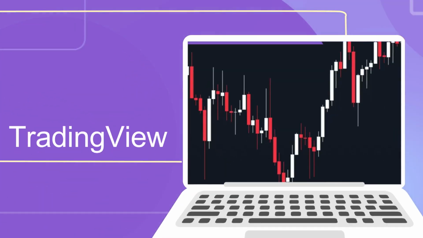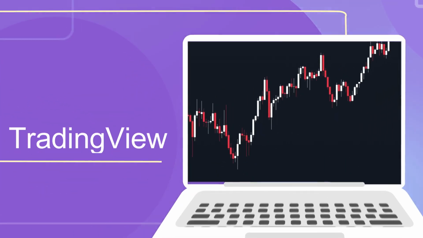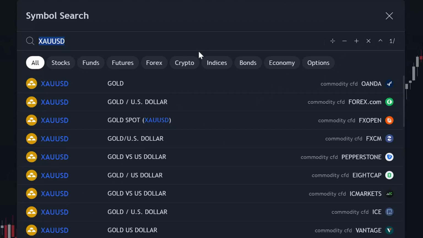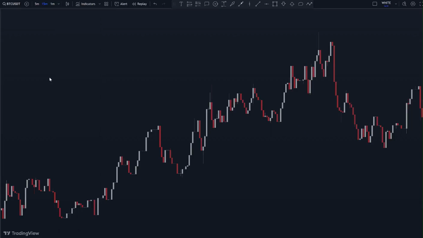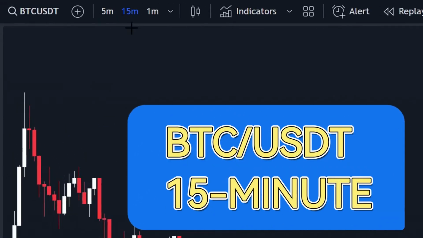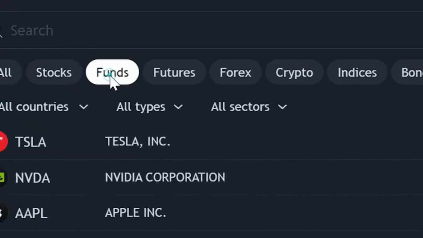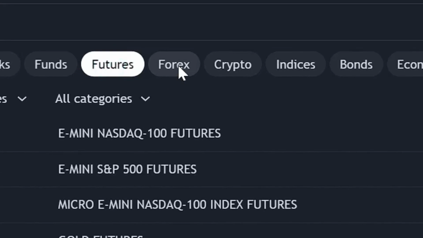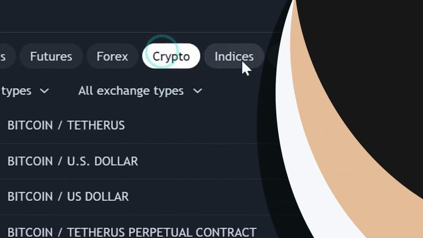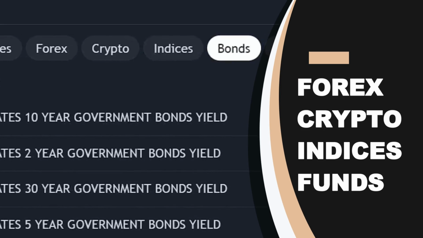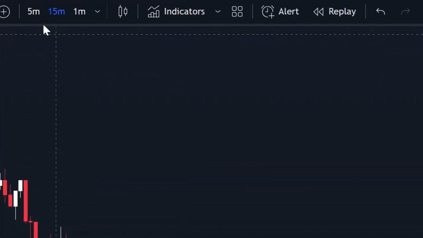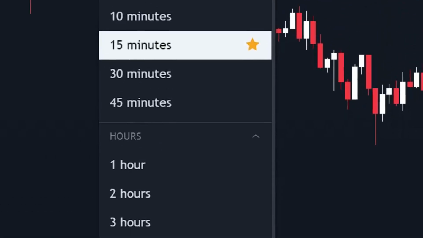To begin, we're going to use the TradingView platform, which is a popular tool among traders. We'll be focusing on the Bitcoin chart, especially utilizing the 15-minute time frame for a strategy. But keep in mind, while we're using the Bitcoin chart in this example, you can apply this buy-sell indicator strategy to various other charts such as Forex, crypto, indices, and funds. Additionally, you have the flexibility to choose from different time frames, ranging from the fast-paced 1-minute chart to the longer daily time frame, depending on your trading style and goals.